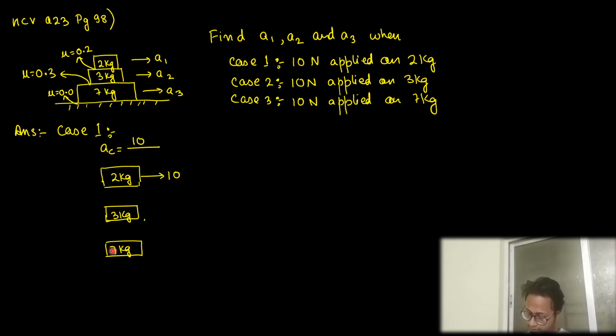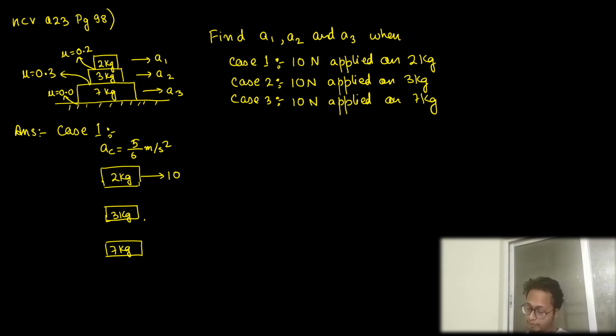Total mass is 7 plus 3 plus 2, which is equal to 12. Force is equal to mass into acceleration, so acceleration is 10 by 12, or 5 by 6, or 0.833 meter per second square. So the common acceleration is 5 by 6 meter per second square. Now what do I have to do?